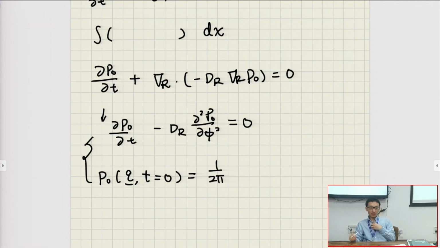The best way to solve this equation is to guess what solution we get at all times. You can also think about this physically. We're solving a diffusion equation. If the initial condition is already homogeneous, does the distribution change over time for a diffusion equation? It doesn't. There's no gradient, there's no diffusive flux, which means P naught is just a constant at all times.